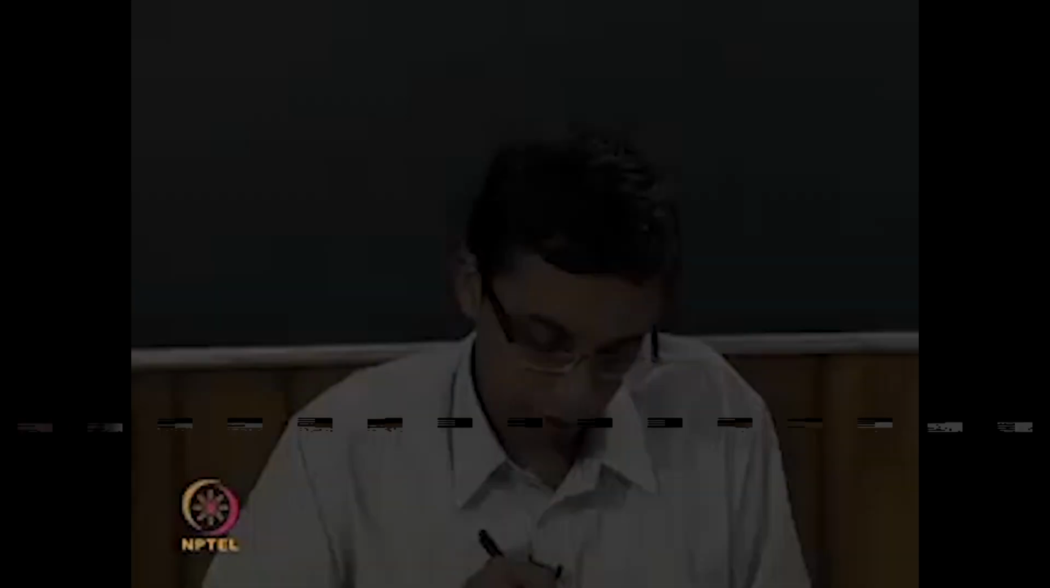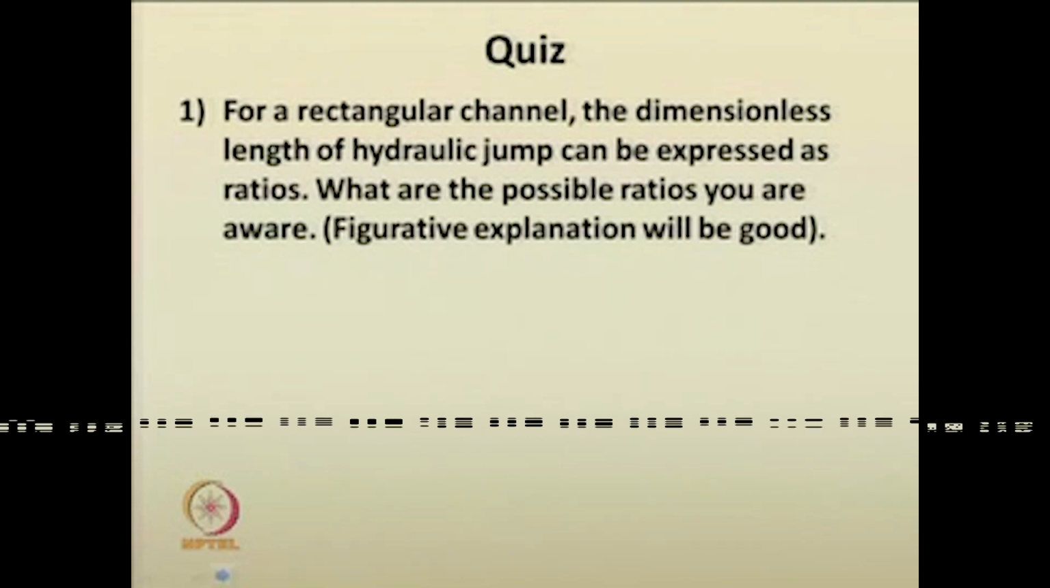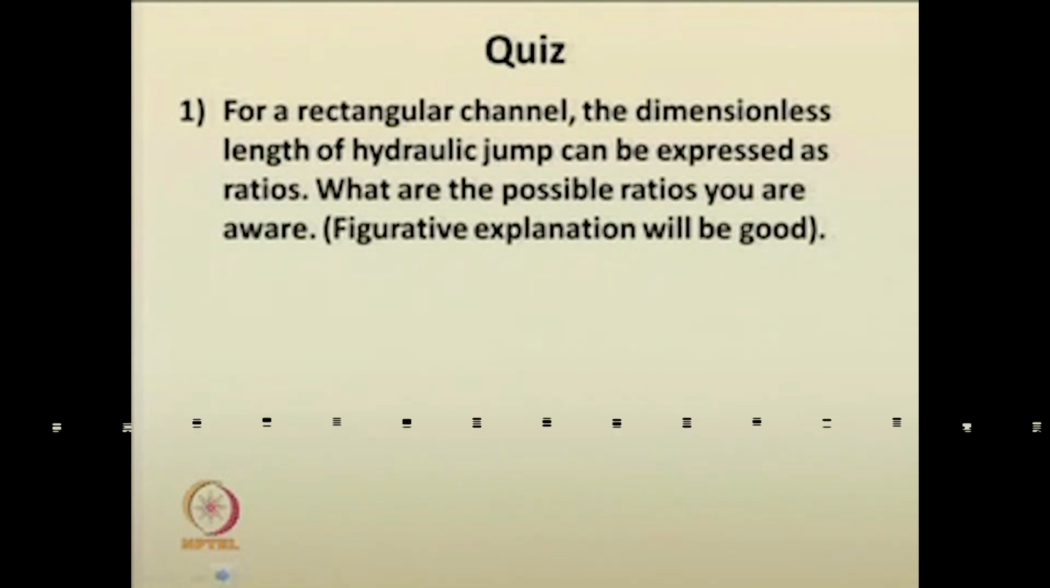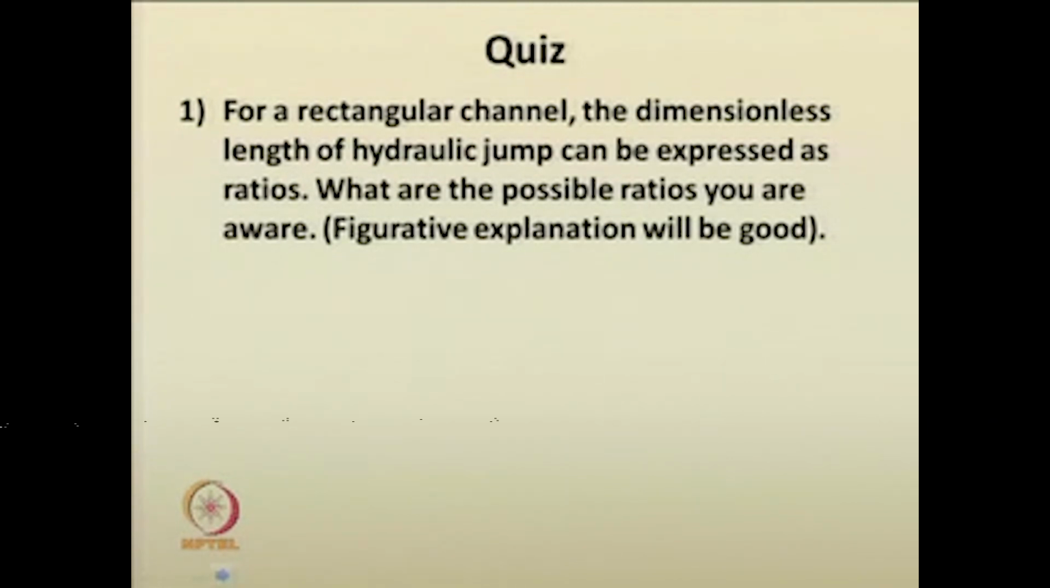So, now we are concluding this lecture. We will just quickly follow with the following quiz. The first question for the quiz is, for a rectangular channel, the dimensionless length of hydraulic jump can be expressed as some ratios. What are the possible ratios that you are aware of? You can give a figurative explanation for those ratios.